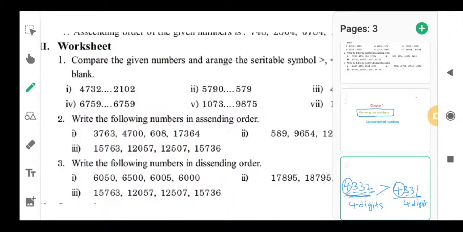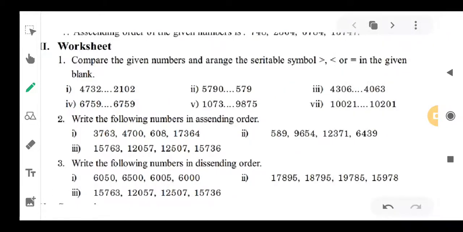Now we will compare in the first bit. Okay, in this bit, see here: 4732 and 2102. These are also 4-digit numbers, but in the thousands place, this has 4 and this has 2. So naturally this is the bigger number than this. So we have to put a greater than symbol here. Okay.